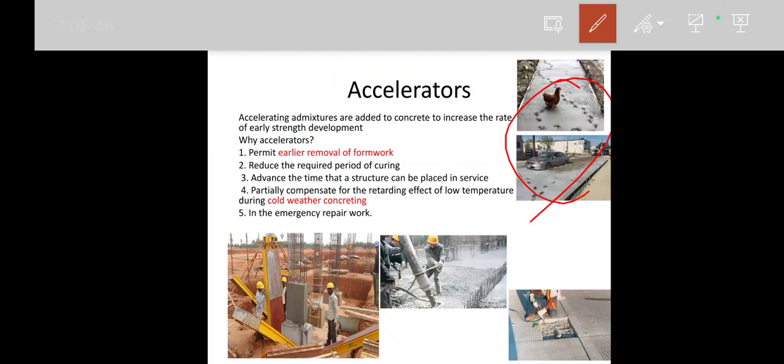And also, as I told, in cold weather conditions, mainly for hydration purposes, water is very important. Only when we make the water contact the cement will this hydration reaction happen.